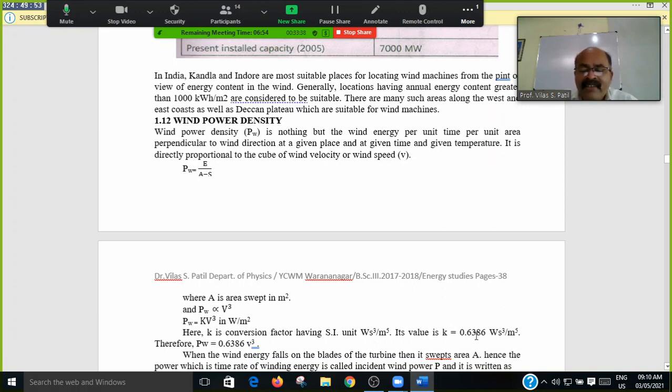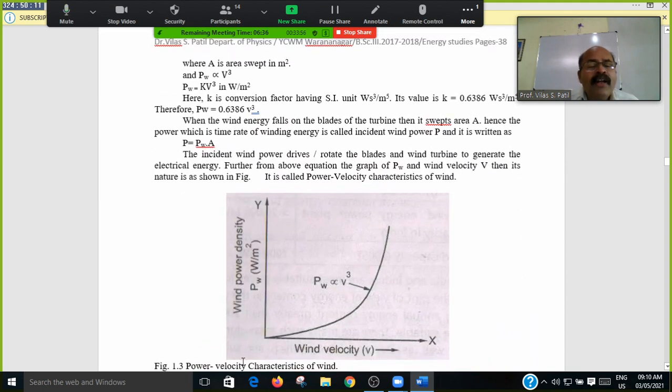0.6386, that is watt second cube divided by M5. So PW is equal to 0.6386 V cube, that is the velocity cube. And when the wind energy falls on the blades of the turbine, the turbine blades are to be moving, and the circle you see at the side when our ceiling fan rotates, that is the area swept by the blade, and that area swept by the blade and the wind turbine generate the electrical energy.